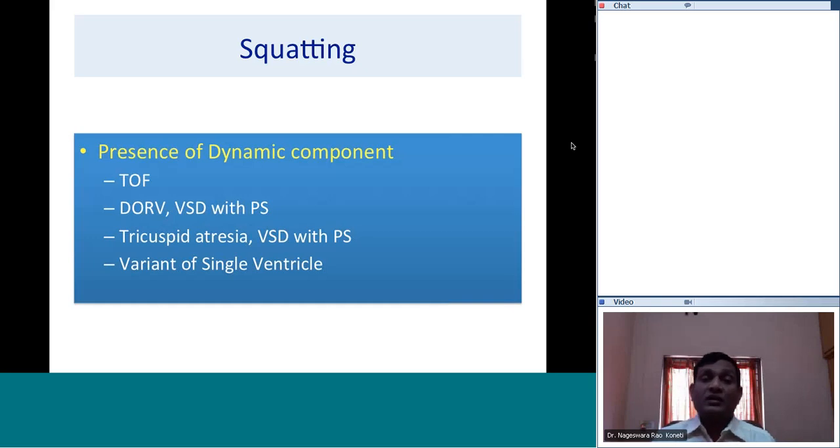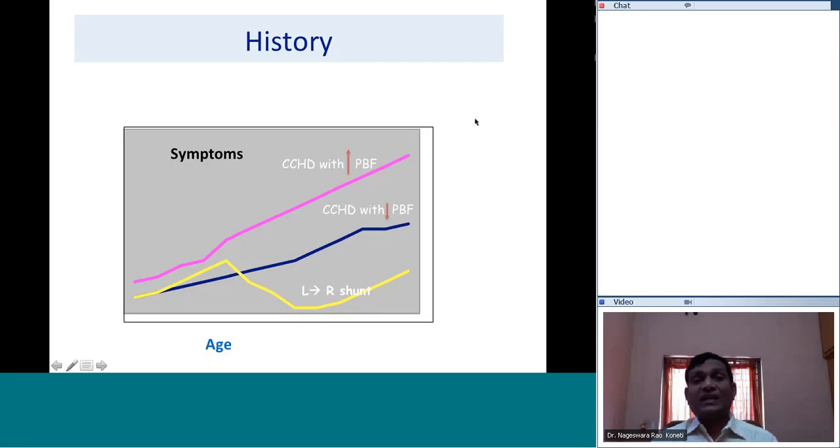So in Holmes heart, normal related great vessels, the bulboventricular chamber is nothing but the right ventricle, which has got infundibulum. These babies will present with cyanotic spells sometimes if you don't diagnose them very early in life. So let us see this history summary.